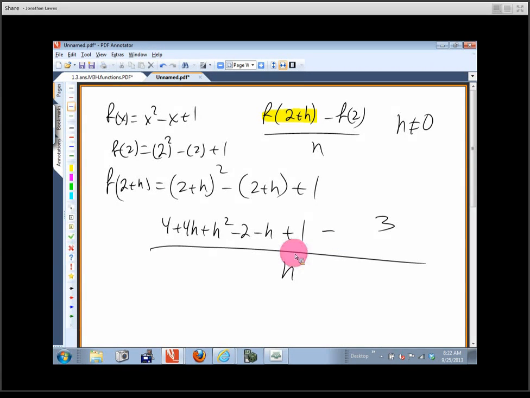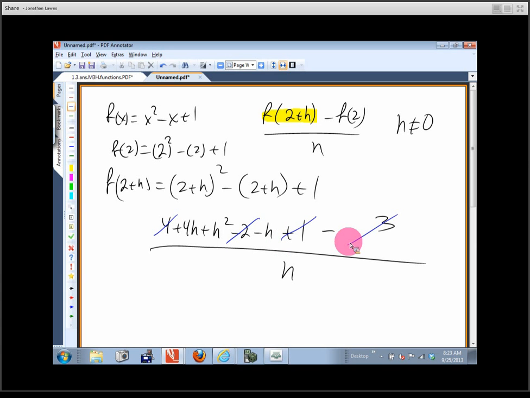Let me show you something interesting that happens here. I'm going to take these off. I'm just going to distribute through, and I want you to notice what happens here. If I go through and cancel, I really only have some numbers that are like terms, and then maybe some h's. So 4 and 1 make 5, and what do -3 and -2 make? -5. So I can cancel all those off.